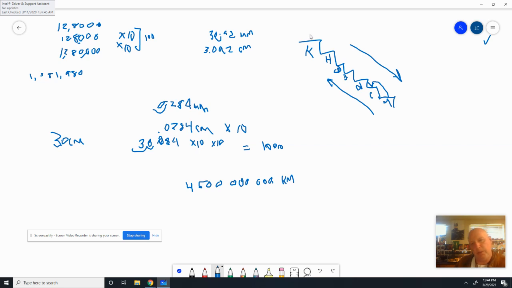4,500,000,000. But we're at kilometers, and we want to see how many centimeters. So we're going to go down 1 step, 2 steps, 3 steps, 4 steps, 5 steps. So I'm going to move my decimal to the right 5 steps. So I'm basically adding 5 zeros to this, and putting my decimal point.